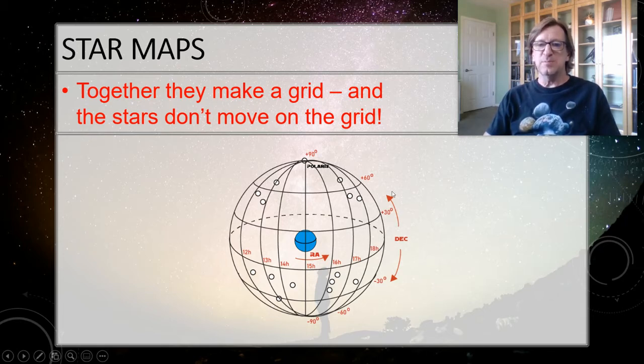So this distance above or below the celestial equator we call the declination. 0 degrees declination is right on the celestial equator. Then it goes 10, 20, 30, 40, 50, 60, 70, 80, 90. So this would be 90 degrees north declination. This is right at the North Celestial Pole, the NCP. You'll see that some places.